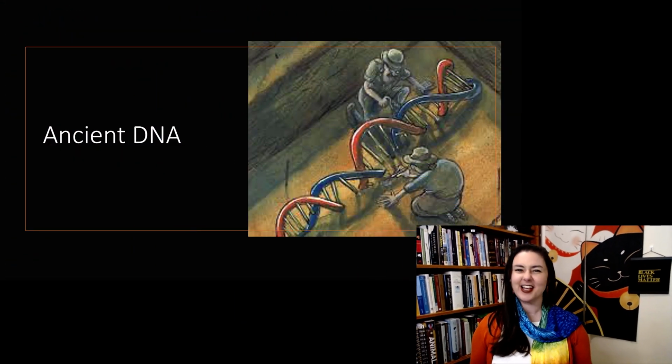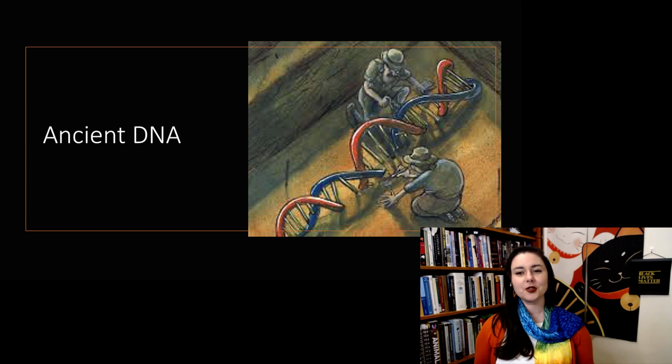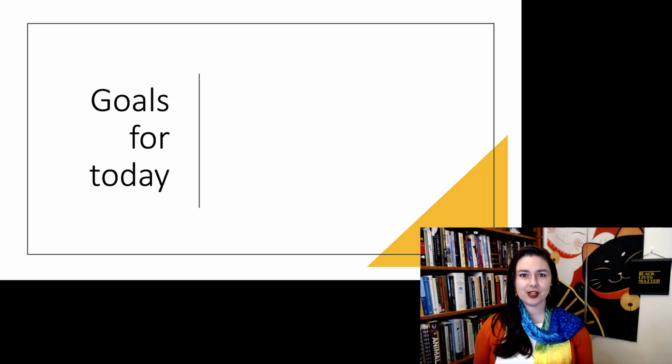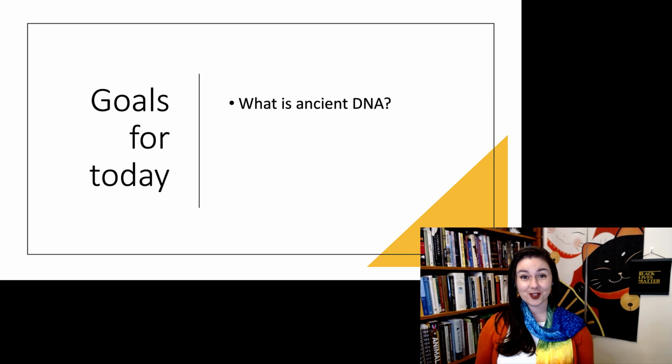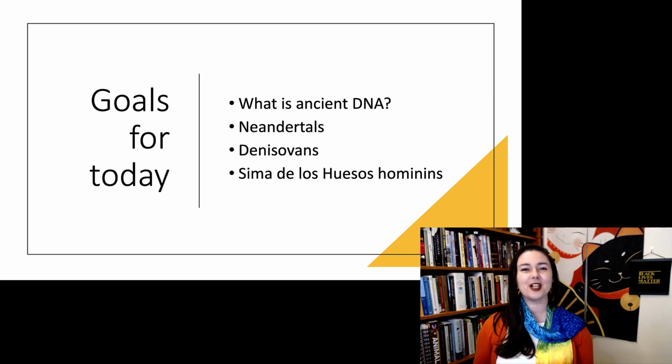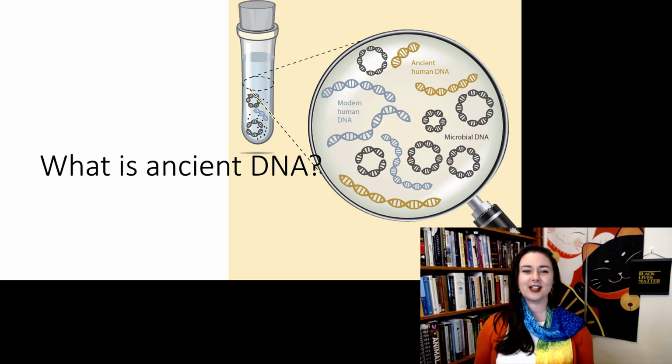Ancient DNA, the time is now. So, of course, we're talking about DNA from fossilized organisms. We have a couple things we're going to talk about. First, we're going to talk about what it is. Then, we're going to talk about three specific instances where we've used ancient DNA, namely Neanderthals, Denisovans, and the Cima de los Huesos hominins. But let's get right into it.